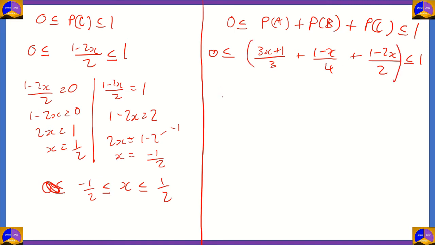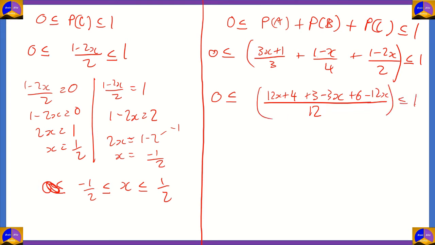So now when we try to simplify this, the LCM is 12, and then you will have to multiply 3 by 4 to get 12. So you multiply the numerator with 4. So that means you get 12x plus 4. And then this numerator must be multiplied with 3. So that is plus 3 minus 3x. And then you need to multiply 6 to the last numerator. So that means plus 6 minus 12x.